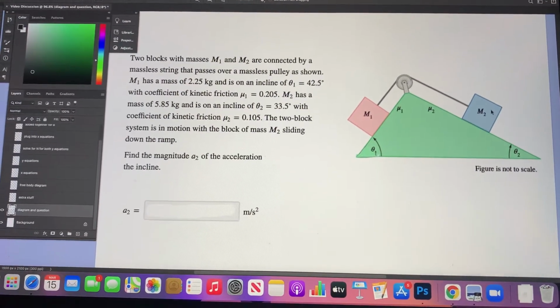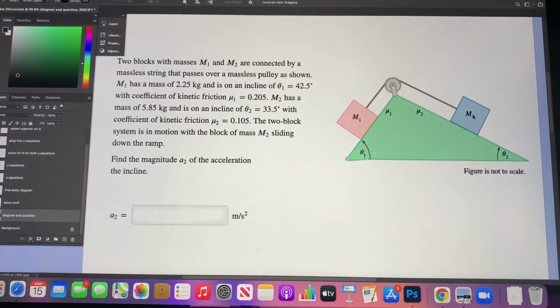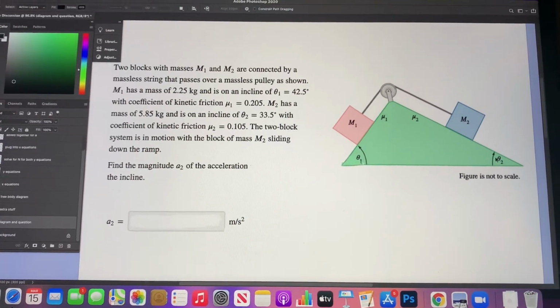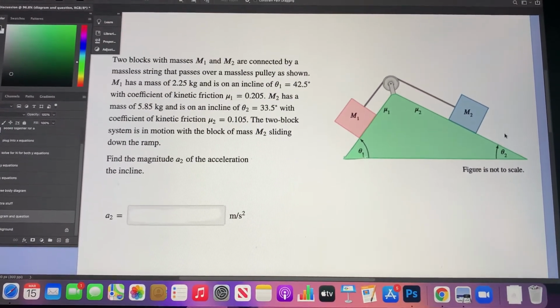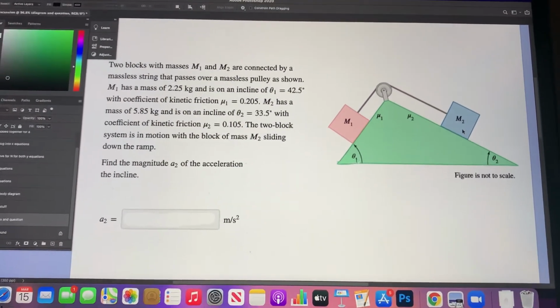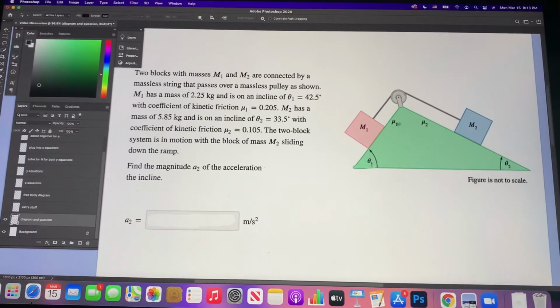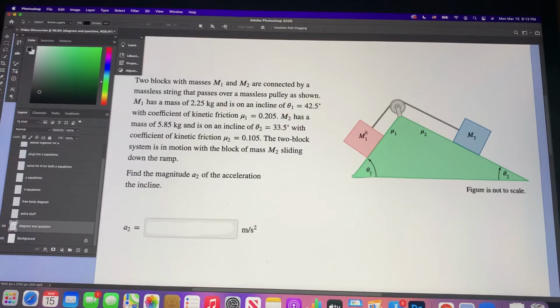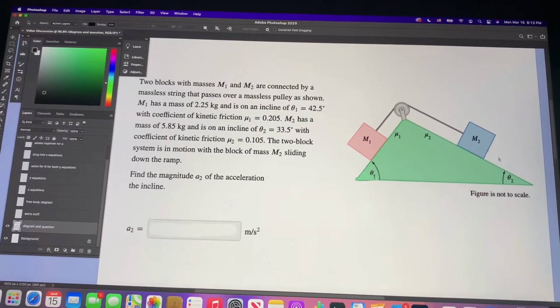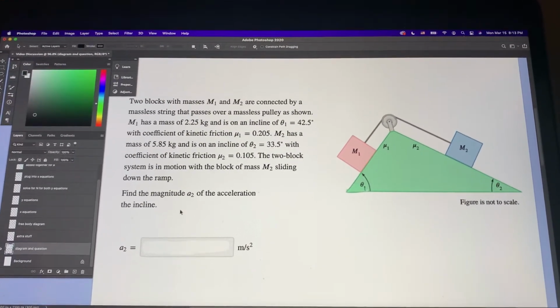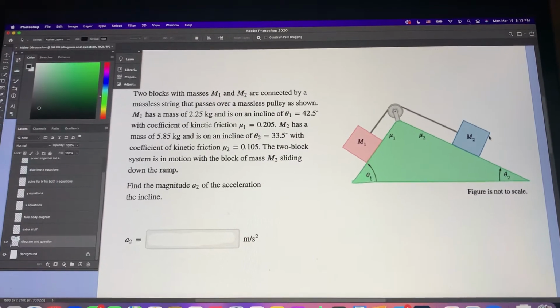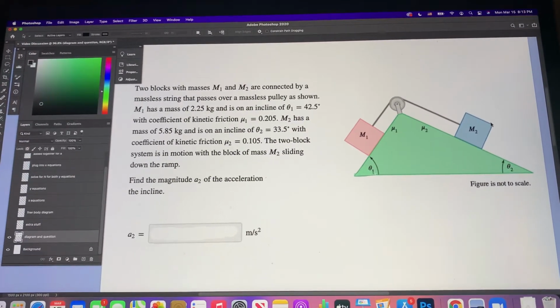M2 has a mass of 5.85 kilograms and is on an incline of theta 2 equals 33.5 degrees with the coefficient of kinetic friction mu2 equals 0.105. The two-block system is in motion with the block mass m2 sliding down the ramp. So find the magnitude a2 of the acceleration on the incline.